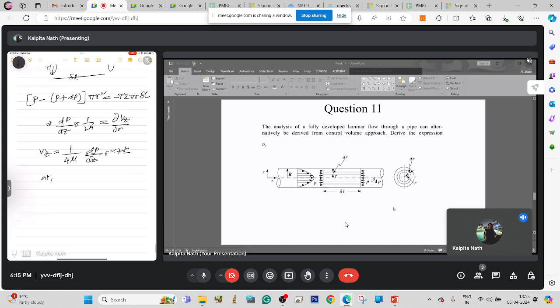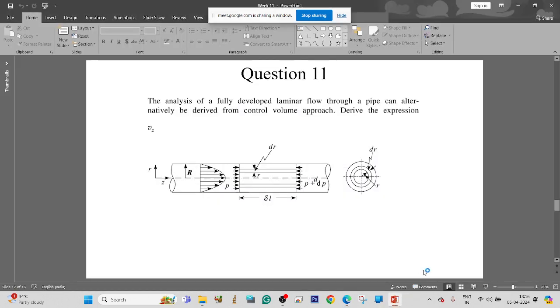At small r is equal to capital R, vz is equal to 0. So k is equal to minus 1 by 4 mu dp/dz R square. So vz is equal to R square by 4 mu (minus dp/dz) (1 minus small r square by capital R square). So this is the expression for vz. Let us proceed to the next and last question.